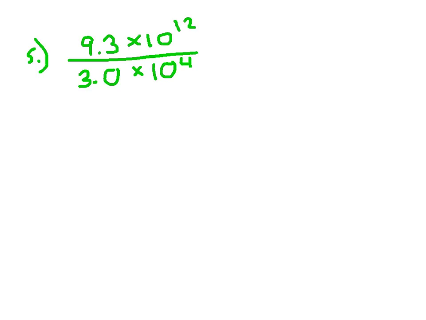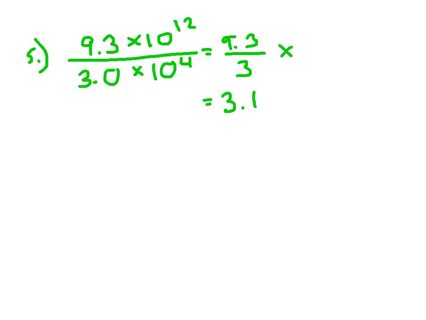Alright, moving right along, let's now get into simplifying expressions that involve scientific notation. So here we have our first example. To simplify this expression, what you want to do is separate your numbers and your powers of 10 and divide those separately. So first thing you want to do is divide 9.3 by 3, and that equals 3.1.